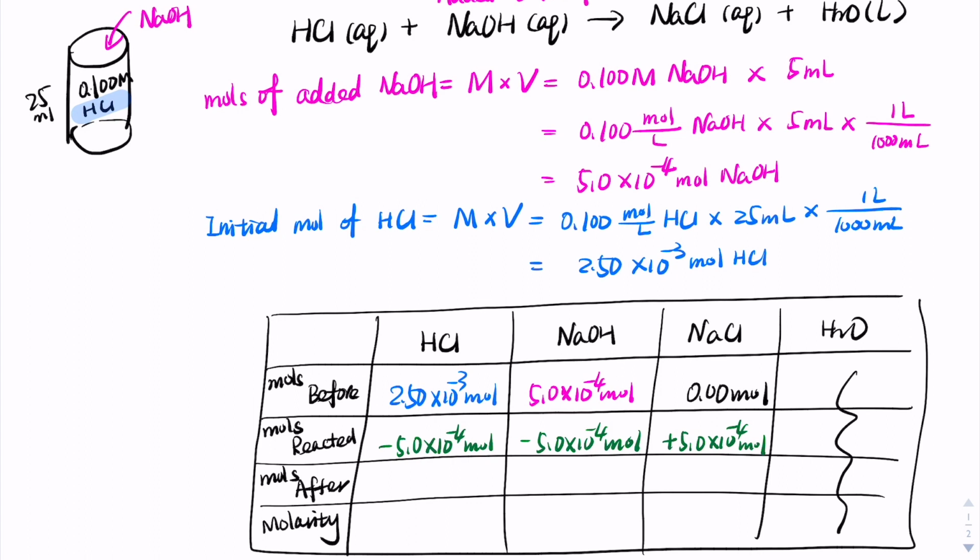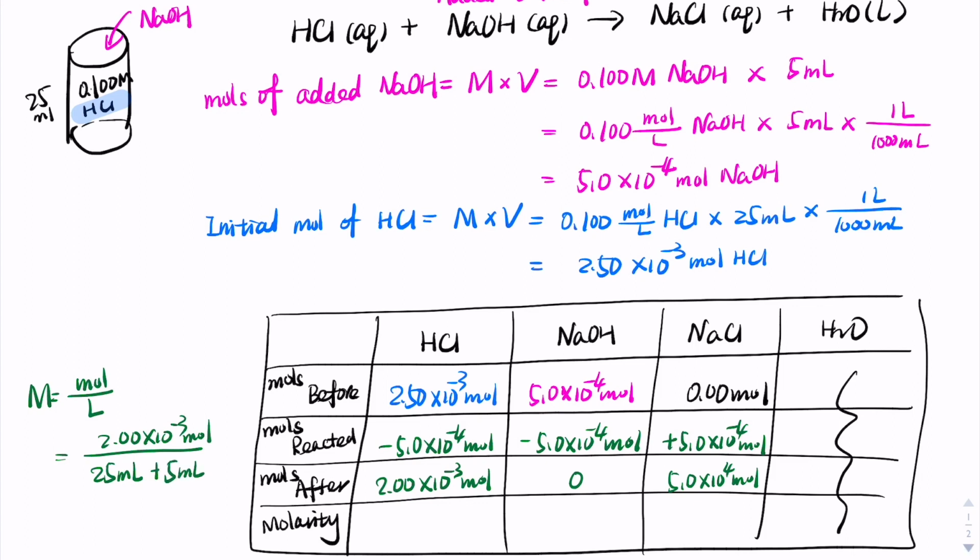Now you can calculate the after. You just do addition, so that will be 2.00 times 10 to the power negative 3 moles. This will be 0 because everything will be gone, and then you just produce some salt. To do the molarity concentration, what do we do? Yes, molarity will be moles over liter. Moles is easy: 2.00 times 10 to the power negative 3 moles. What's the volume? Initially we have 25 ml of the acid.